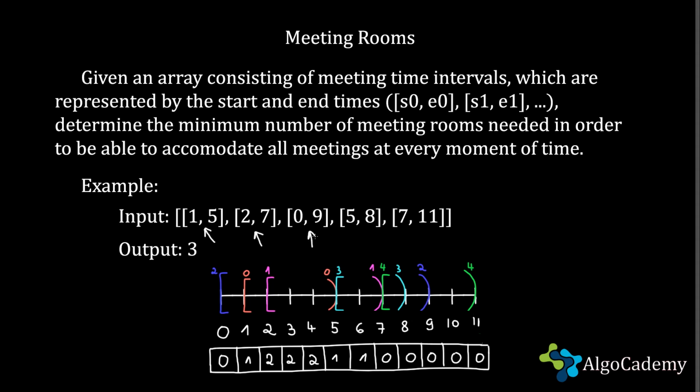Let's take the third one, 0, 9. What's going to happen here? You probably guessed, all the time moments from 0 to 8 have another different meeting going on at that moment of time. So of course, increasing them by 1, right? So here's what I'm going to do. This is 1. This is now 2. All of these are now 3.